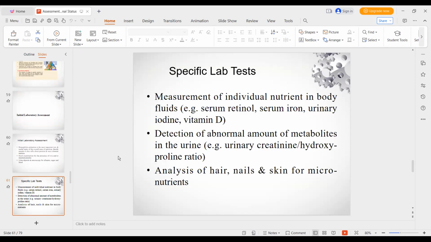Specific lab test measurement of individual nutrients in the body fluid: serum retinol, serum iron, urinary iodine and vitamin D. Detection of abnormal amount of metabolites in the urine: creatinine, hydroxyproline ratio, analysis of hair, nail, and skin for micronutrients.